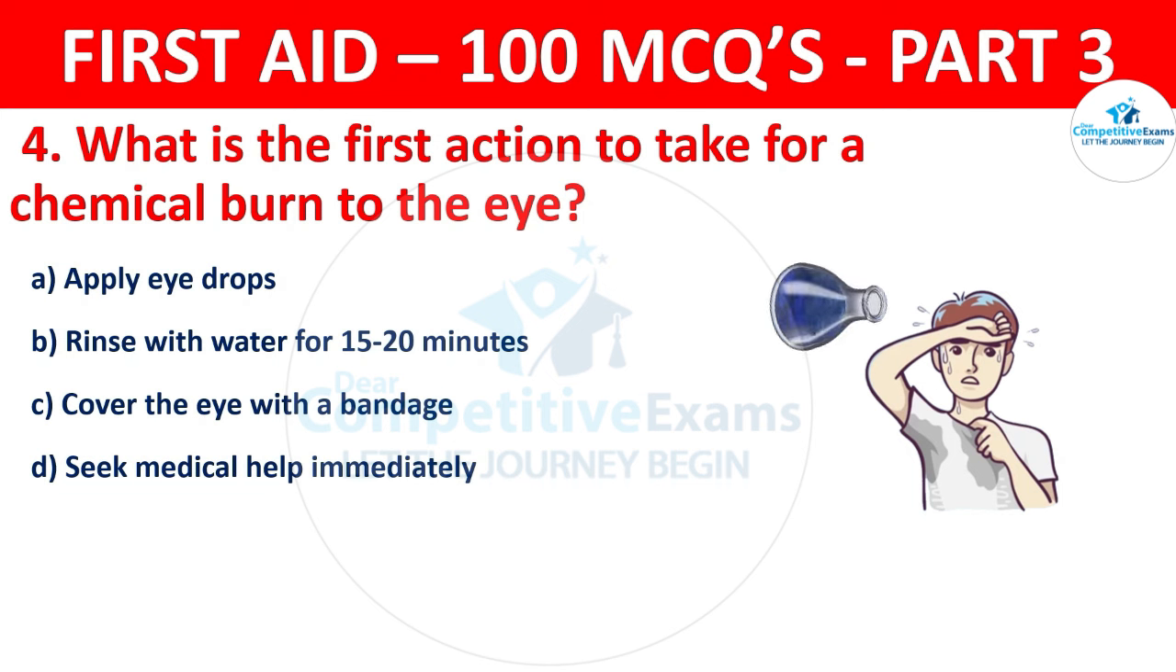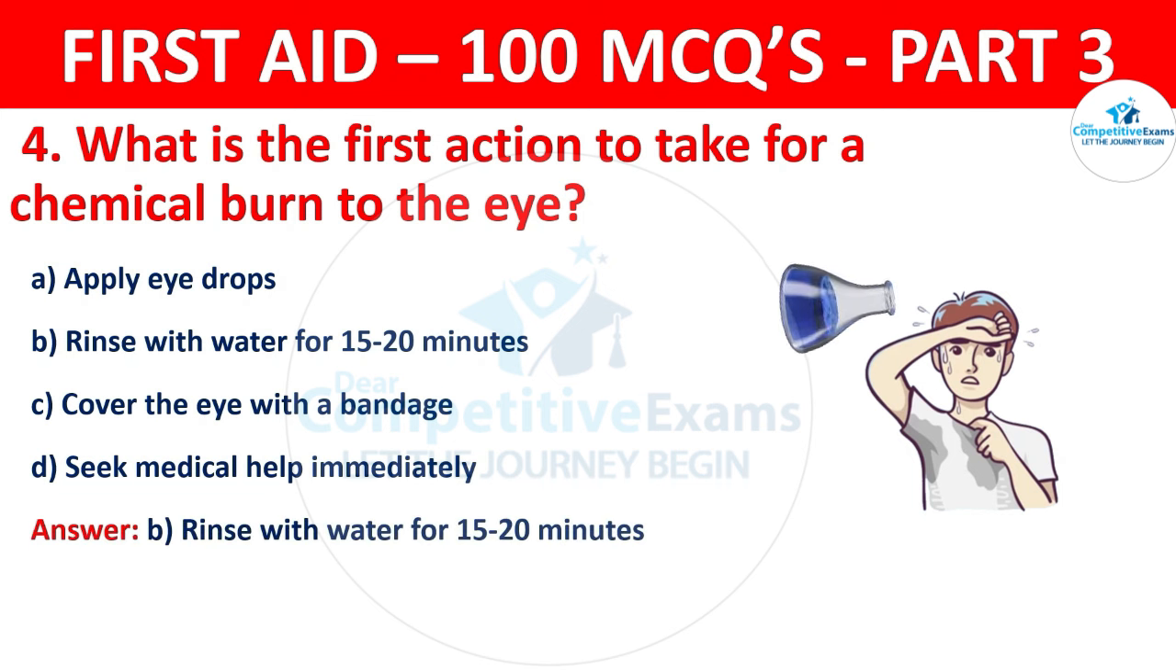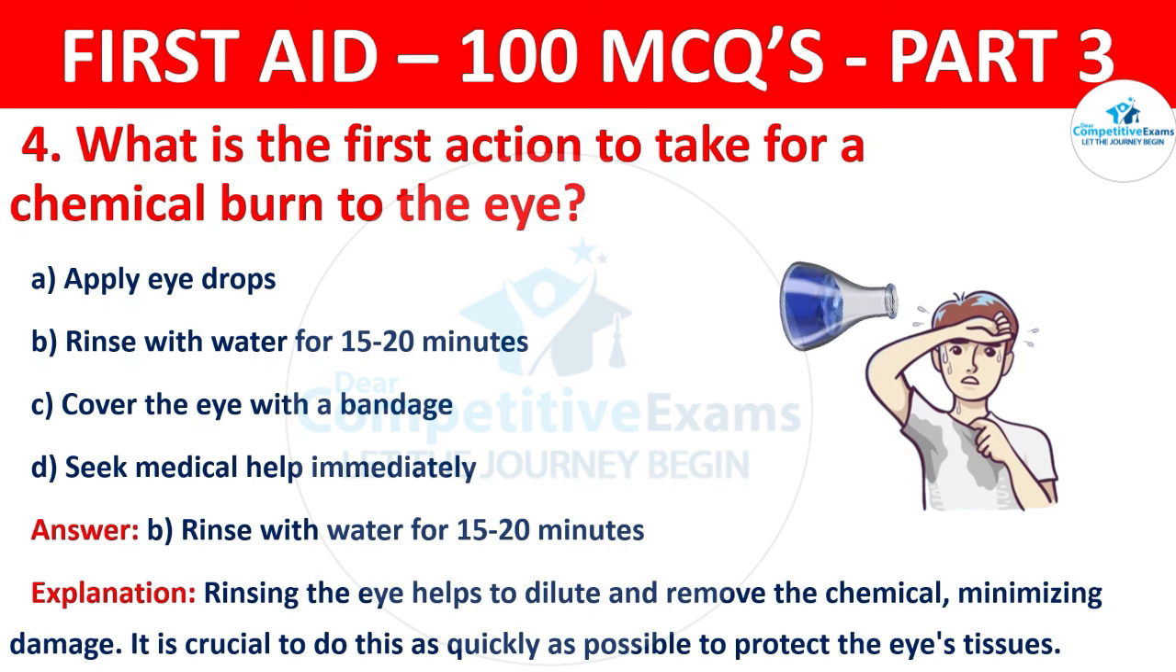The correct answer is B. Rinse with water for 15 to 20 minutes. Rinsing the eye helps to dilute and remove the chemical, minimizing damage. It is crucial to do this as quickly as possible to protect the eye's tissues.